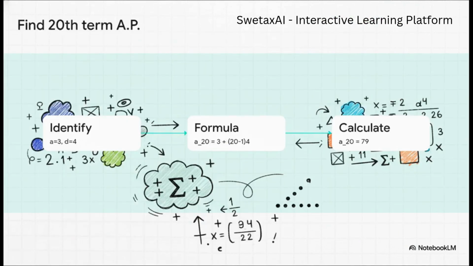Let's actually see this in action. Suppose you need to find the 20th term of the AP 3, 7, 11, 15. Step 1, we identify our starting point. a equals 3. Our common difference d is 4, because 7 minus 3 is 4. Step 2, we just plug this straight into our formula. We want the 20th term, so it's 3 plus 19 times 4. Step 3, calculate it out, and we get 79. It's simple, it's fast, and it's elegant. Oh, and as a quick aside, if you ever need to sum up all these terms to create an arithmetic series, you'd use the sum formula, n over 2 times the quantity 2a plus n minus 1 times d.